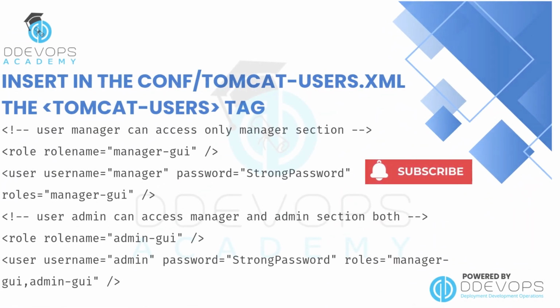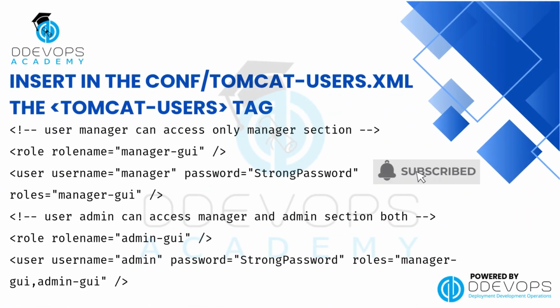Here's how to properly insert the Tomcat users block into your conf/tomcat-users.xml file to define roles and users for accessing the Tomcat manager and admin interfaces. Replace the strong password with a secure password of your choice. This configuration enables the manager user to access only the manager GUI, and the admin user to access both the manager and admin GUIs. Location: ensure this is placed in /opt/tomcat/conf/tomcat-users.xml or wherever your Tomcat installation resides.